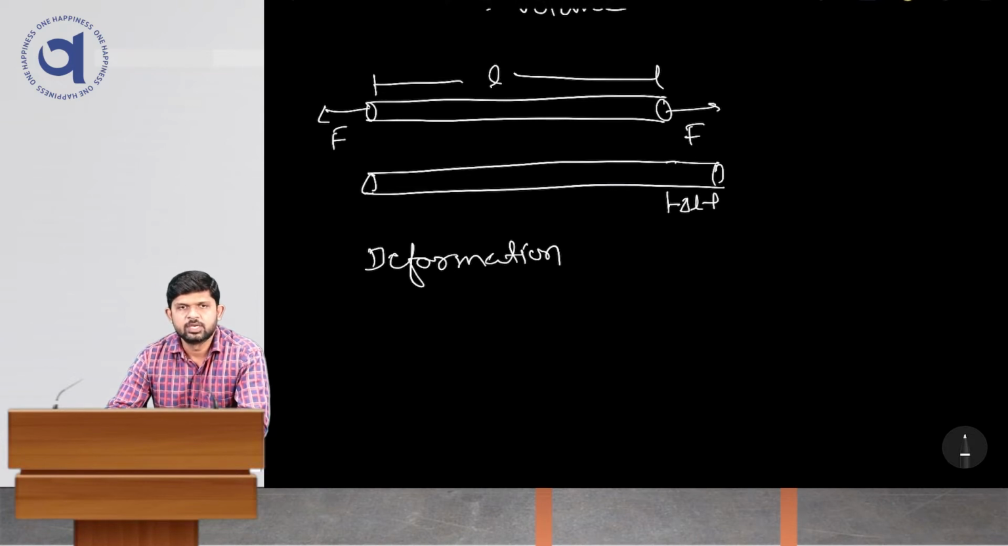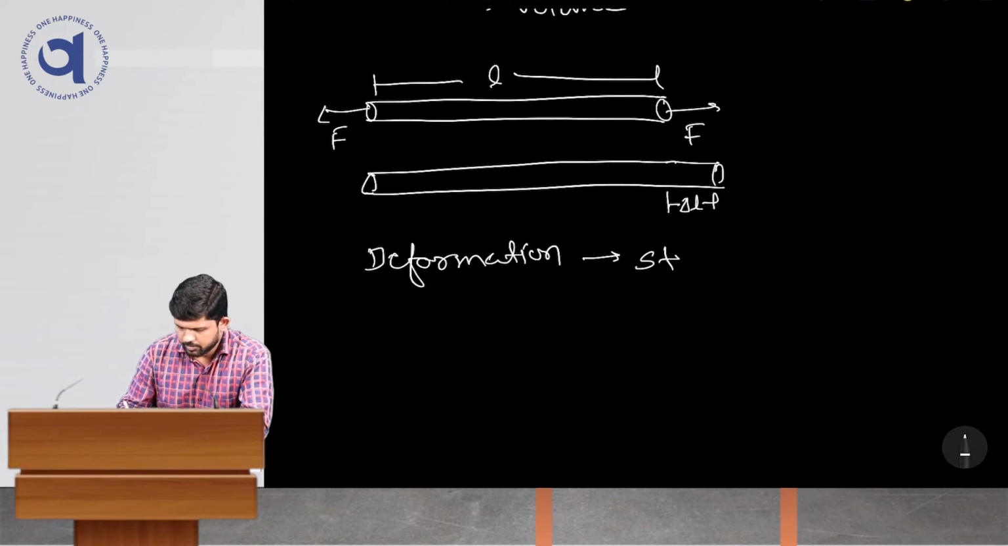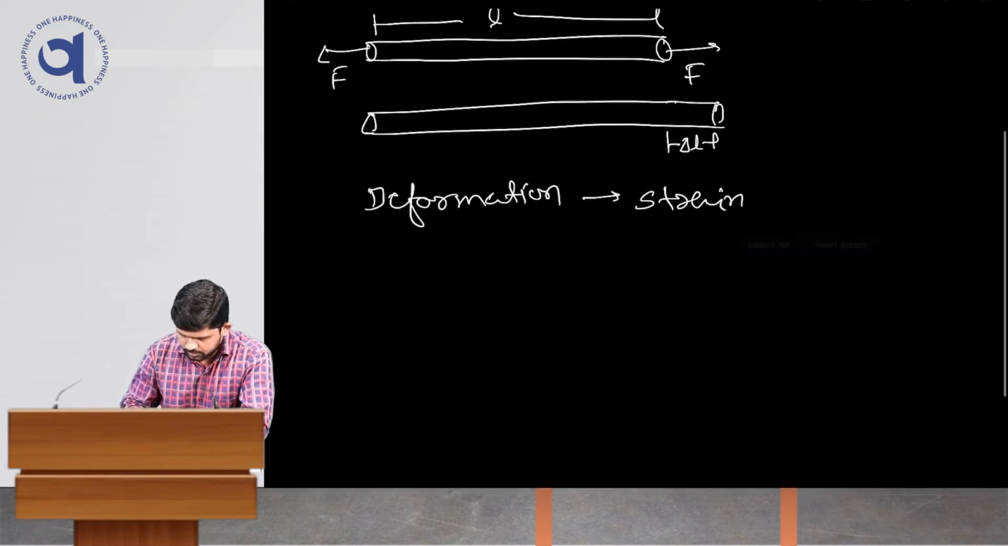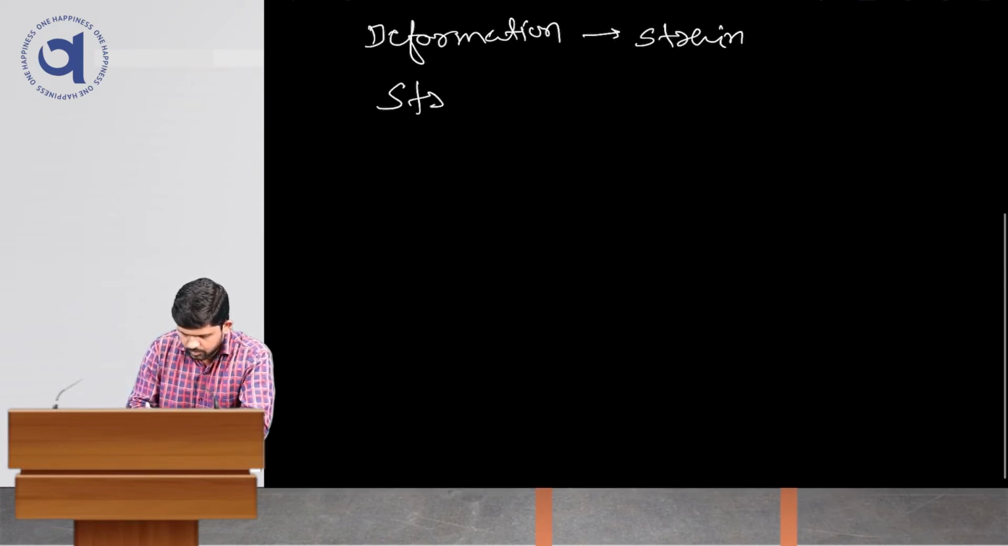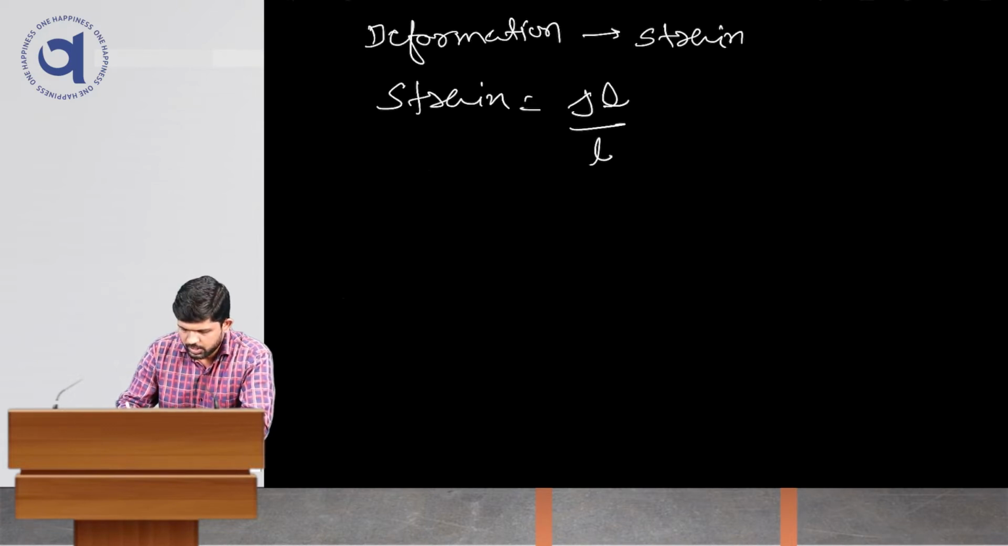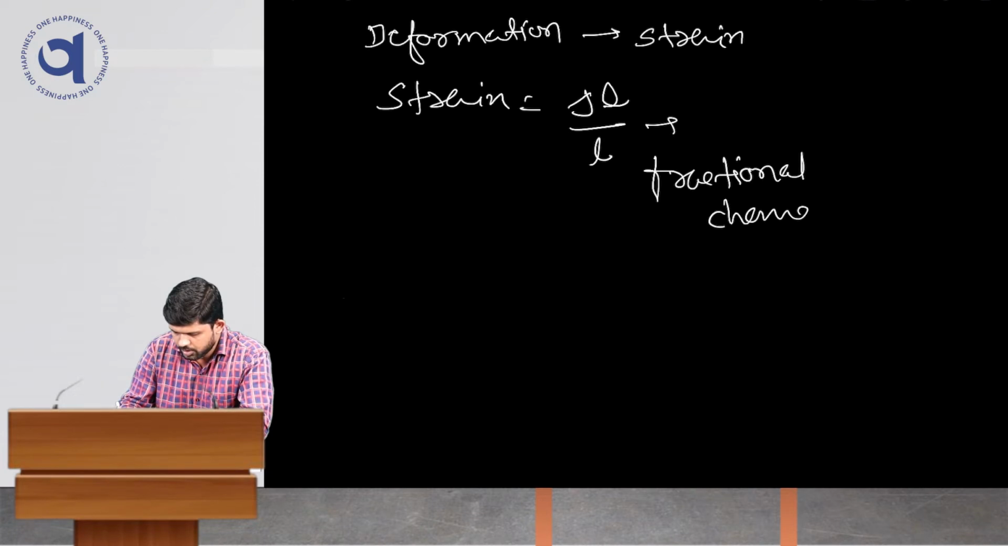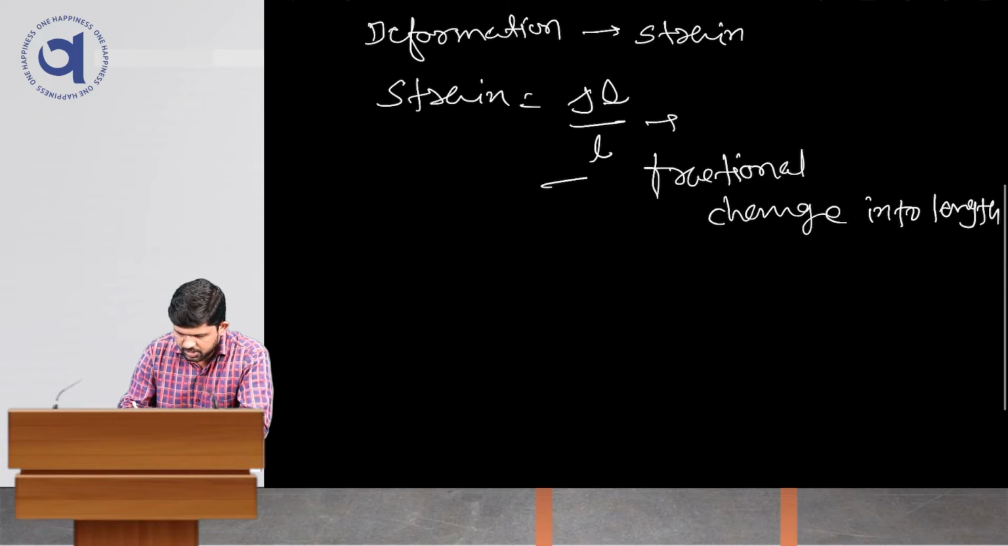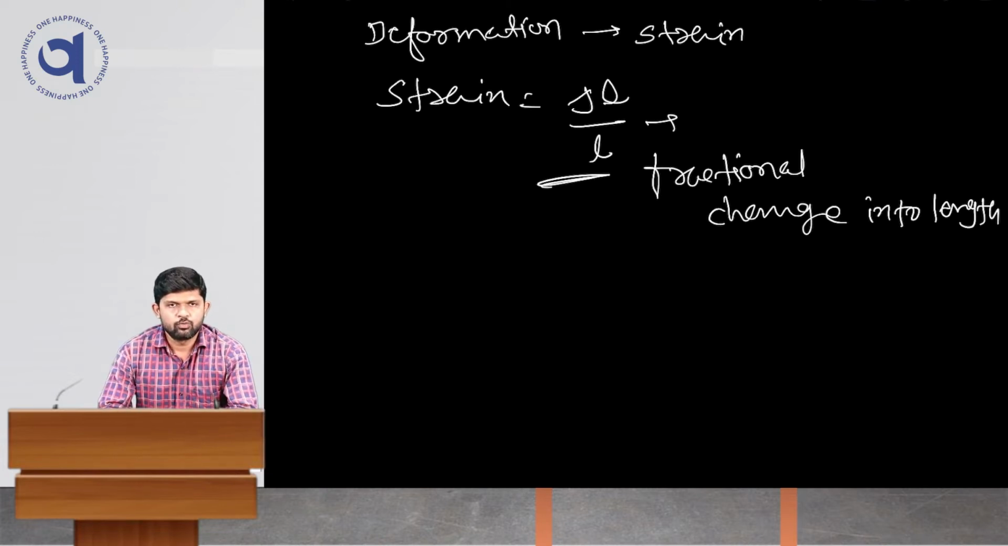Deformation means the fractional change in the shape of the object, right? That deformation, in this particular situation, we call the strain. The equation of strain we write as the change in length divided by the original length. That we also call the fractional change in length. This fractional change in length occurs due to the force applied lengthwise.